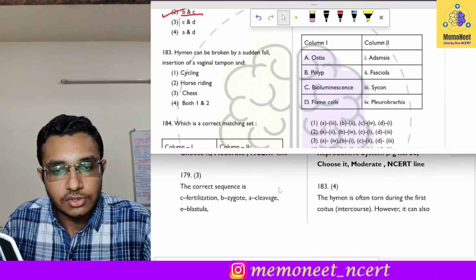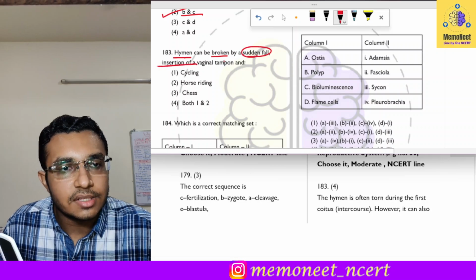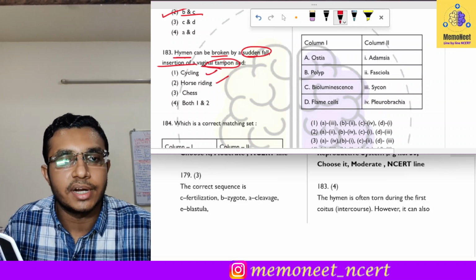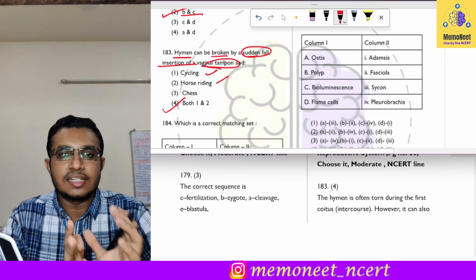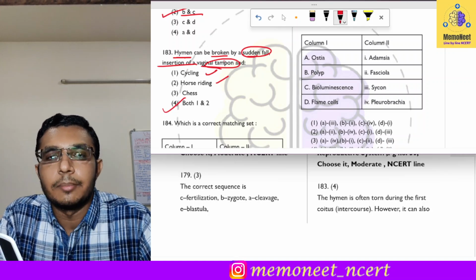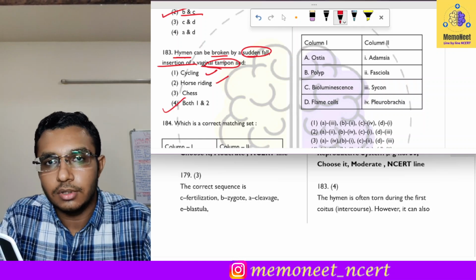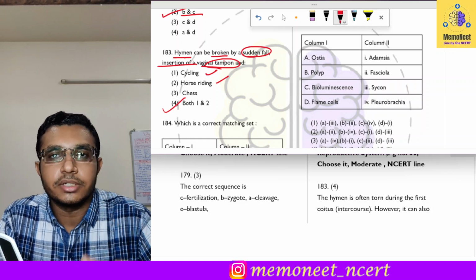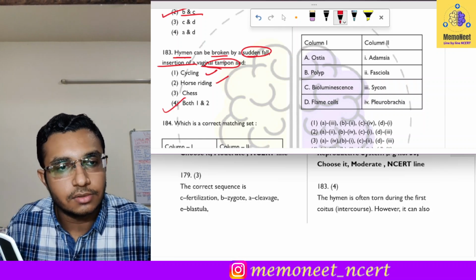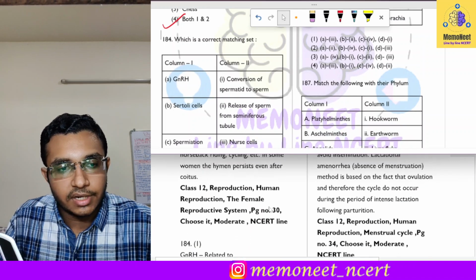The next question is question number 183. It states that hymen can be broken by a sudden fall, insertion of tampon, and some activities like cycling and horse riding. Okay, so see, in general concept it is known as hymen is broken down during the first sexual activity, but this is actually incorrect because hymen can be broken down due to some non-sexual causes also, like sudden falls, insertion of tampons, and also some activities like horse riding and cycling. So the correct answer of this question is option 4, that is both 1 and 2.